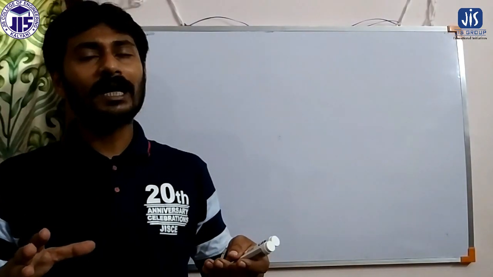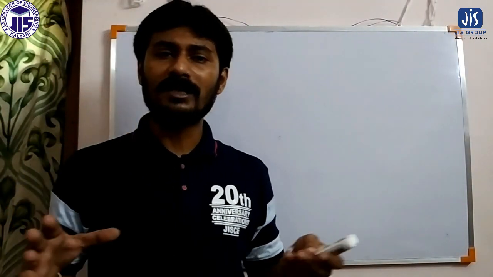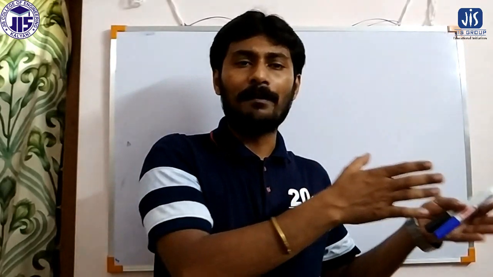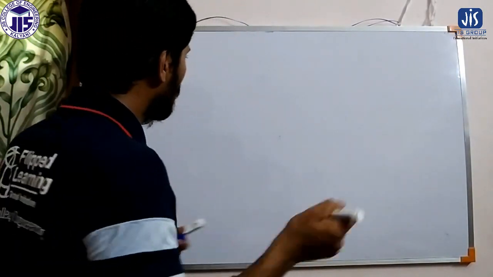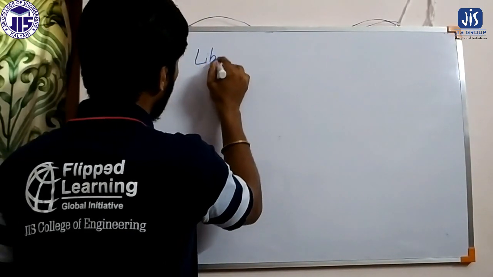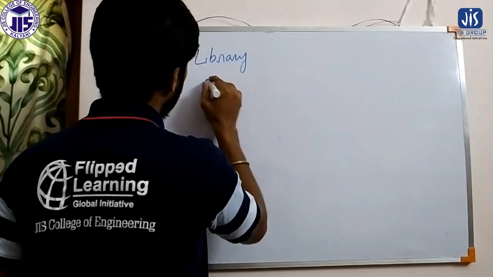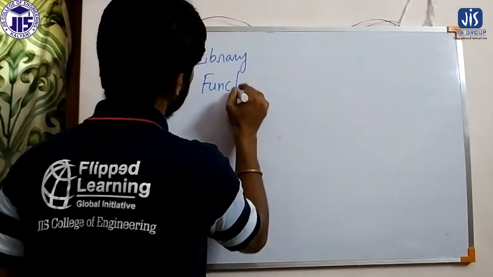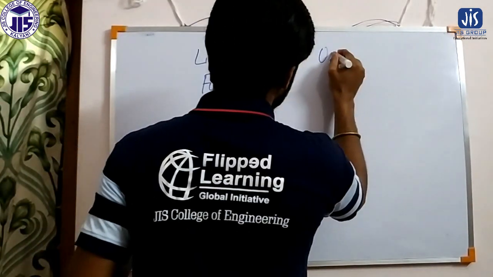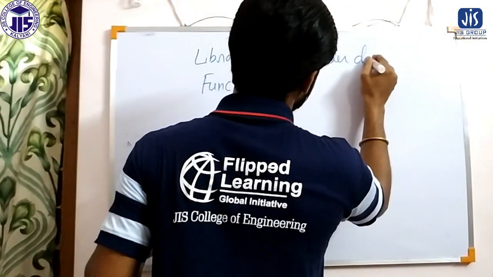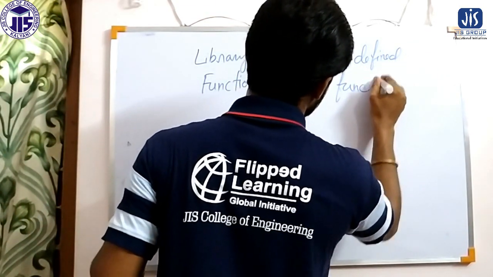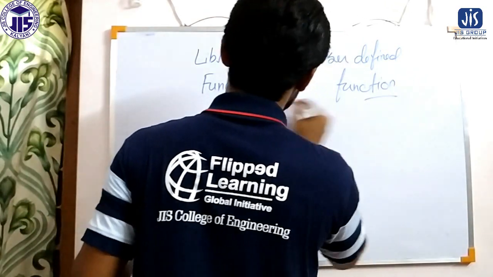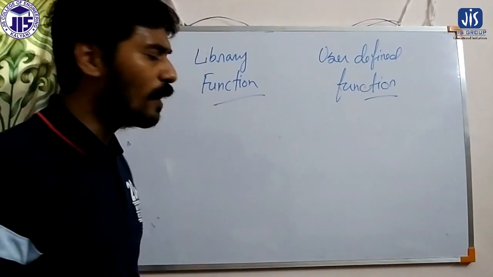In this way we can use functions to reduce the complexity and the size of the program. Now in C programming we deal with different types of functions. Some functions are called library functions, some are called user defined functions. So we have two types of function: library function and user defined function. What is a library function?